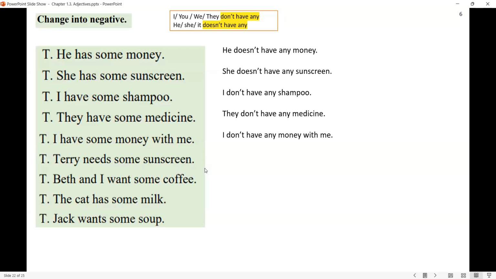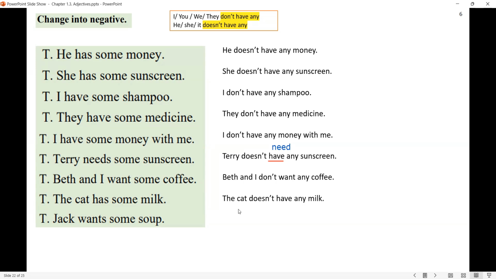Terry needs some sunscreen. Terry doesn't have any sunscreen, or doesn't need any sunscreen. Sorry for that. Change have and say need. Terry doesn't need any sunscreen. Beth and I want some coffee. Beth and I don't want any coffee. The cat has some milk. The cat doesn't have any milk. Jack wants some soup. Jack doesn't want any soup.